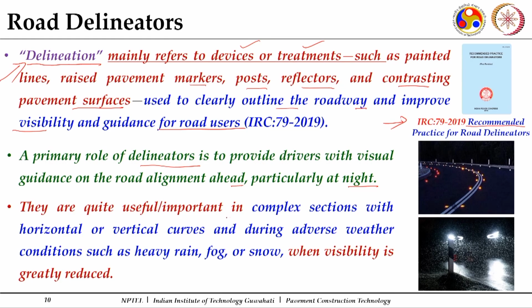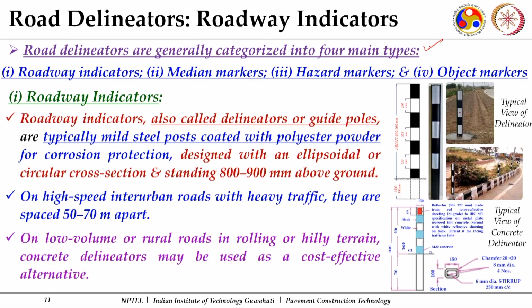They are quite useful and important in complex situations where you have sharp horizontal curves or vertical curves. Another important feature is under adverse weather conditions, when it is raining, or when you have fog or snow, then they help us a lot in enhancing the visibility of the roadside features. Road delineators are classified into 4 major categories: roadway indicators, median markers, hazard markers and object markers. So, these are 4 different categories which come under road delineators.